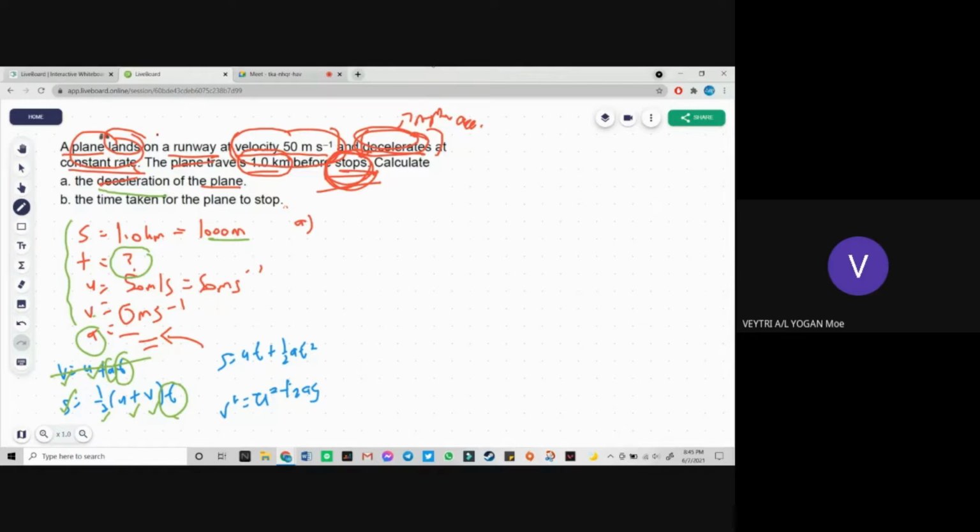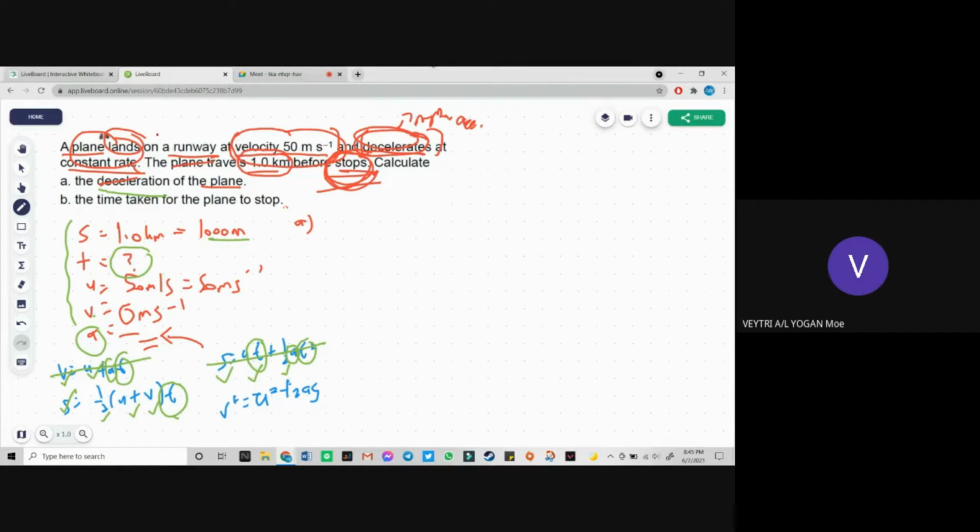Nak cari T dulu, lepas tu cari A. So, let's have a shorter method. Let's have a look at the next formula. S, ada. U ada. T tiada. 1 over 2 value ada. A kena cari. T pun kena cari. Definitely tak boleh. Kenapa? Dua unknown.